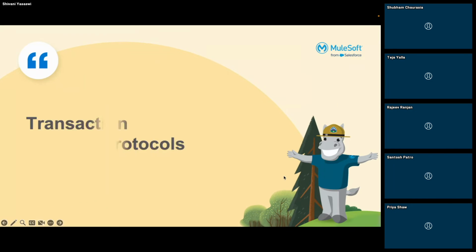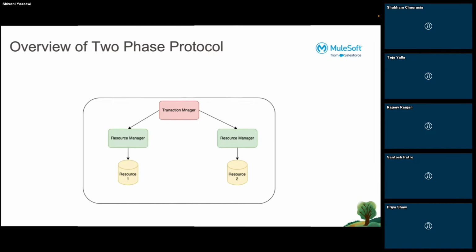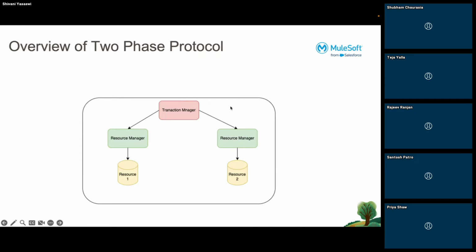Okay. So now coming to the transaction protocols, right? I was talking about the two-phase commit protocol. This is the protocol that we use to manage global transactions, also known as XA transactions, extended architecture transactions. So the two-phase protocol is also called the XA protocol. It has two phases: one is prepare, and the other is commit.